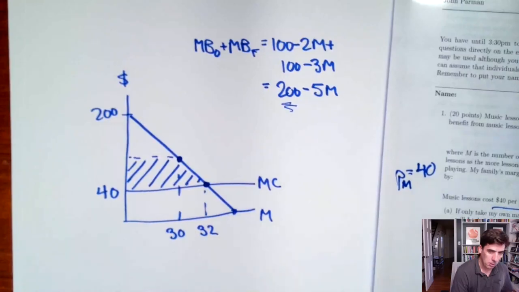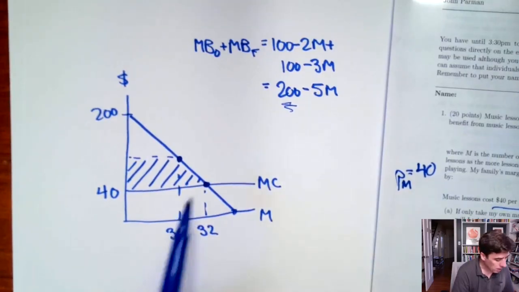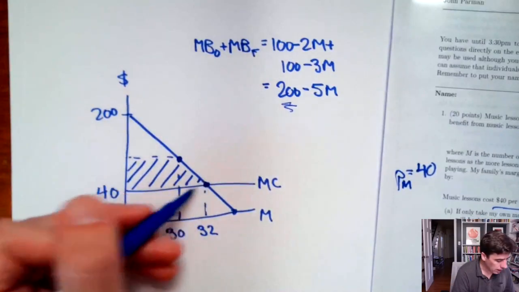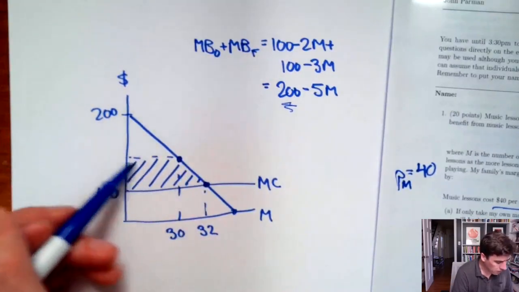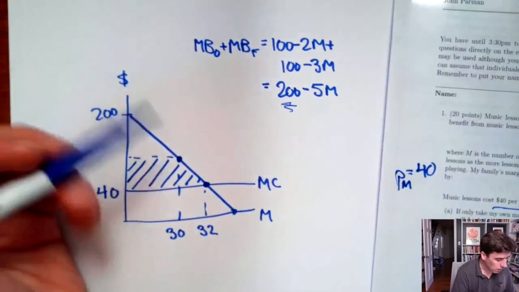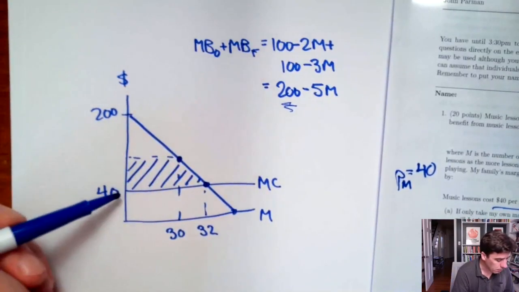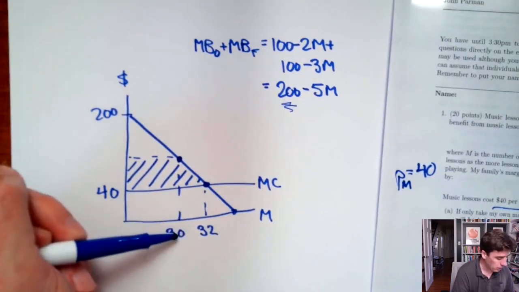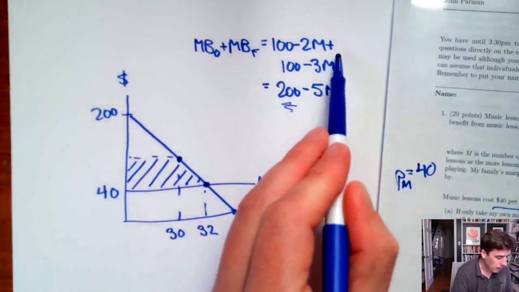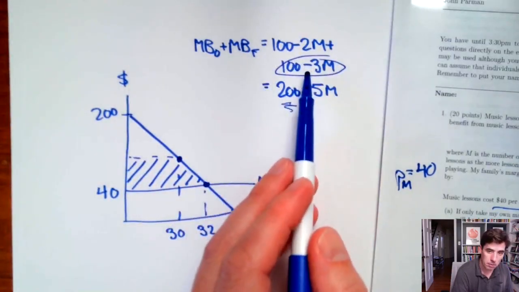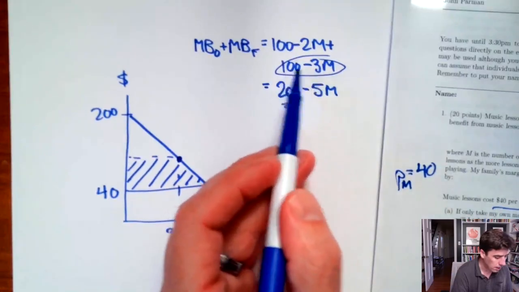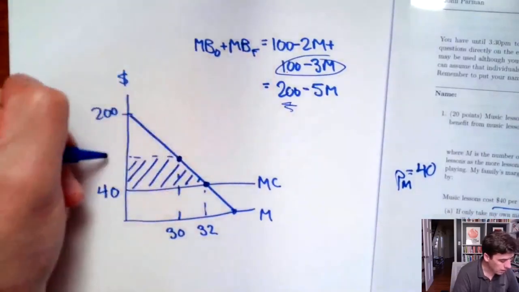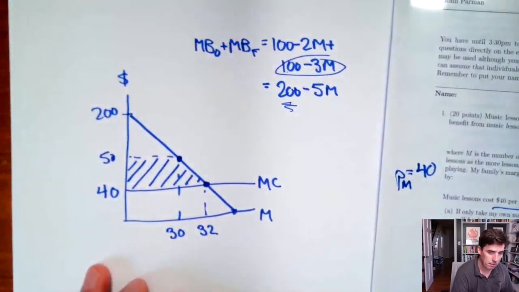So in terms of the new surplus to me and my family, right, it's going to be that shaded area right there. So we're going to split it up into that rectangle, right, and that triangle right there. So in terms of the height here, right, well, I've got to find that height right there. So we know that my marginal benefit was 40 at 30 music lessons, right? Well, the marginal benefit for my family was coming from this equation right there. If I plug 30 into that, that's 100 minus 3 times 30, 100 minus 90, so that's going to be 10. So I'm adding on 10 there, that puts me at 50 right there, all right?